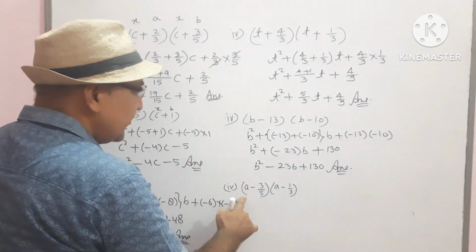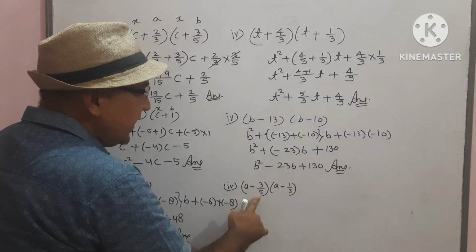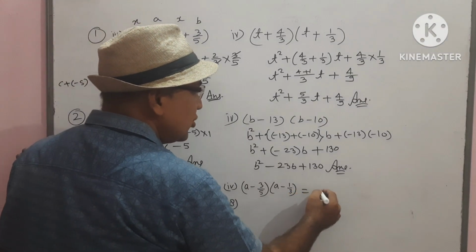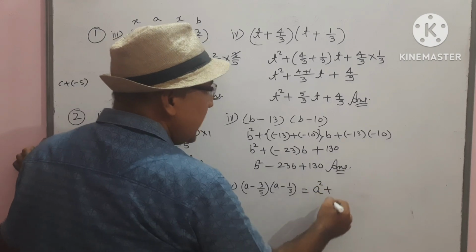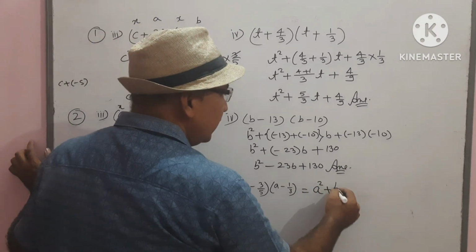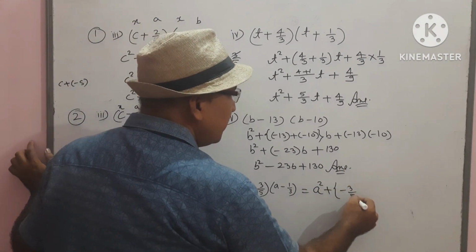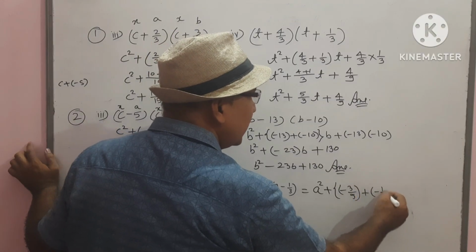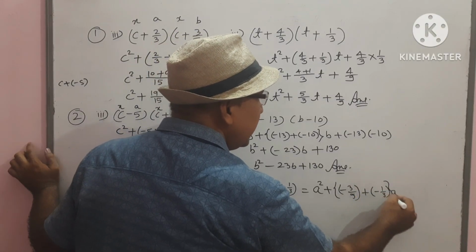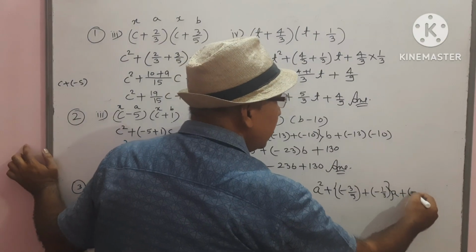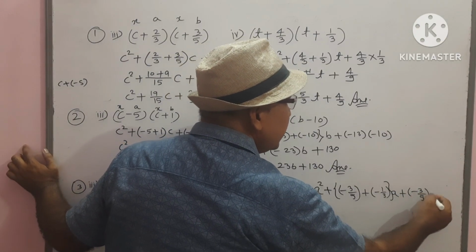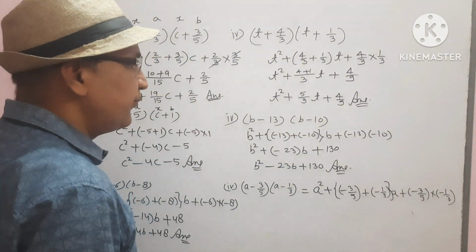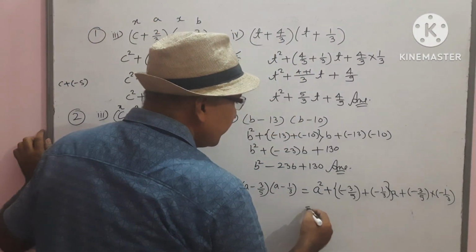See here also in the fourth part, A minus 3 by 5 is multiplied with A minus 1 by 3. So what we will do? A square plus in the bracket minus 3 by 5 is added with minus 1 by 3, then A plus minus 3 by 5 is multiplied with minus 1 by 3. Now calculate it.